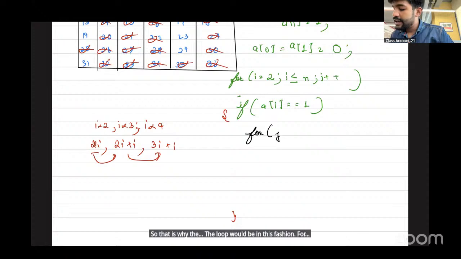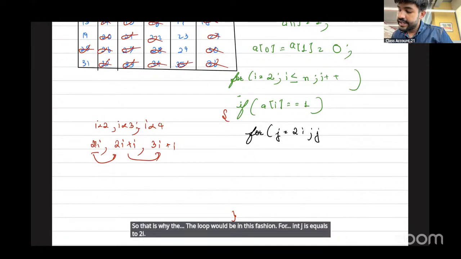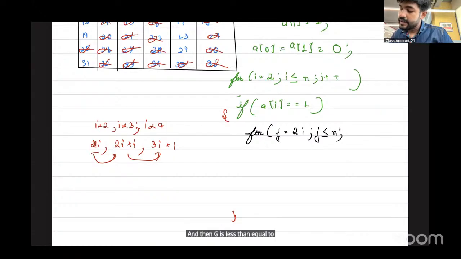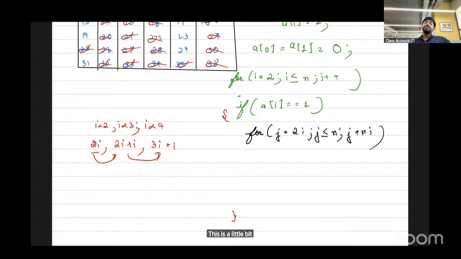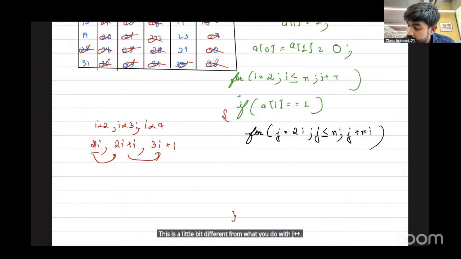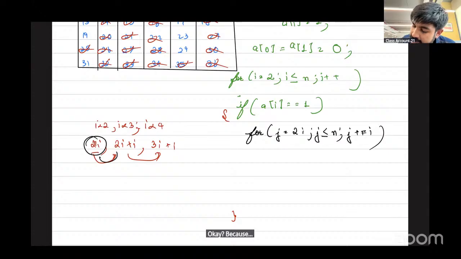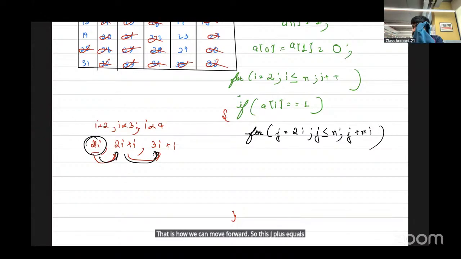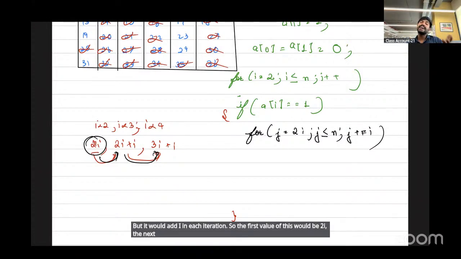For int j equals 2i, j less than or equal to n, and j plus equals i. This is a little different from j plus plus, because 2i plus i would make it 3i, 3i plus i would make it 4i. That is how we move forward. So j plus equals i means it adds i in each iteration. The first value would be 2i, the next 3i, the next 4i, the next 5i.